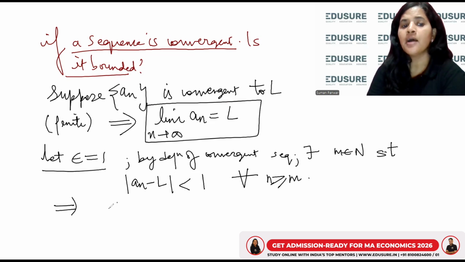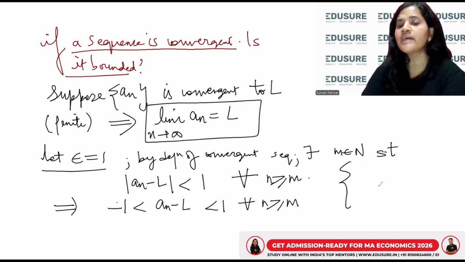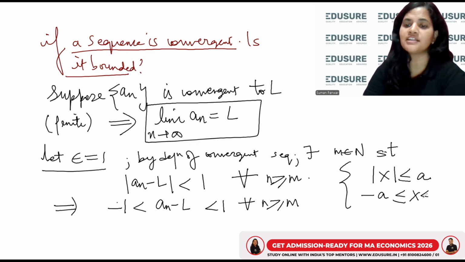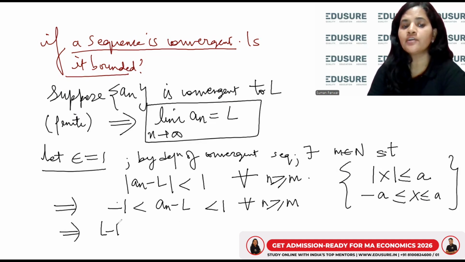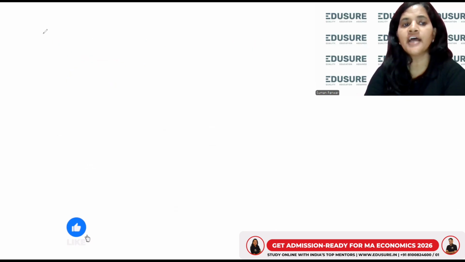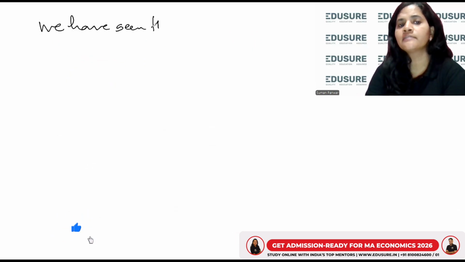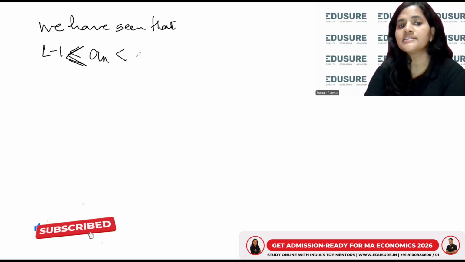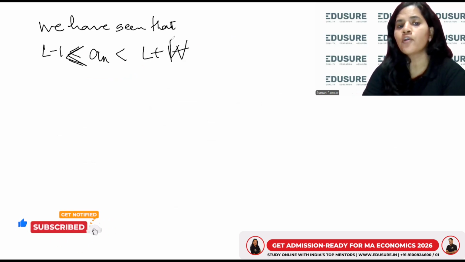It means minus 1 is less than a_n minus L is less than 1 for all n greater than or equal to m. This is called an absolute value inequality. For example, mod x less than or equal to a implies minus a is less than or equal to x is less than or equal to a. So that we are using. Now add L to the entire inequality. So what we have achieved is that L minus 1 is less than a_n is less than L plus 1 for all n greater than or equal to m.